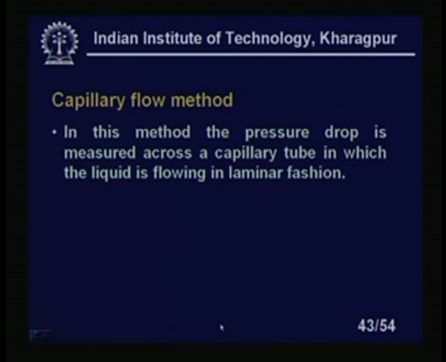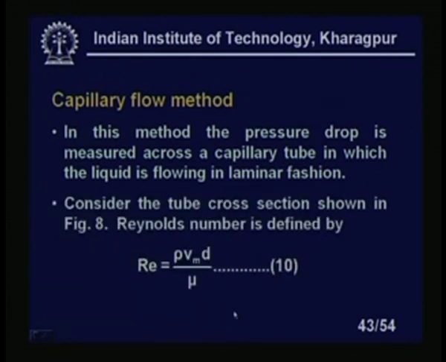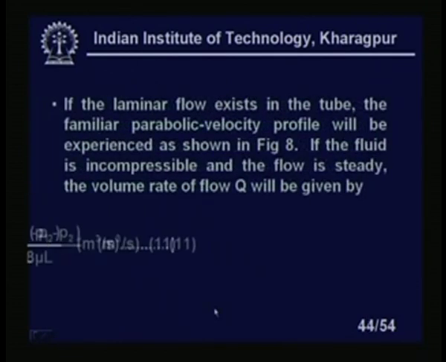A capillary flow method. In this method, the pressure drop is measured across a capillary tube in which the liquid is flowing in a laminar fashion. Consider the tube cross section shown in figure 8. Reynolds number is defined as Re = rho Vm d by mu. Okay, rho is the density of the liquid, Vm is the mean velocity of the liquid through the capillary, d is the diameter, and mu is the viscosity of the liquid.